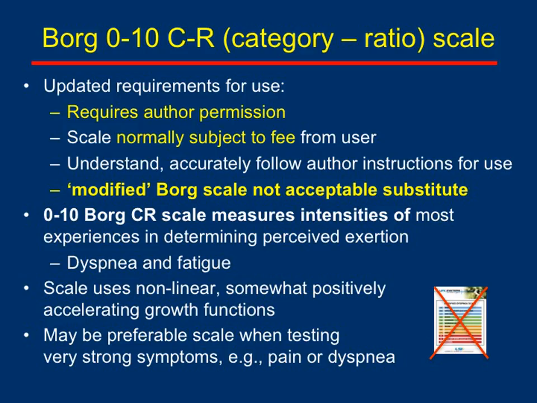So the Borg scale measures intensities of most experiences in determining perceived exertion, specifically dyspnea and fatigue. It's nonlinear and has somewhat positively accelerated growth functions. So even though it looks like a simple scale, it's actually not simple. It's rather complex, but important and very well validated. Next slide, please.